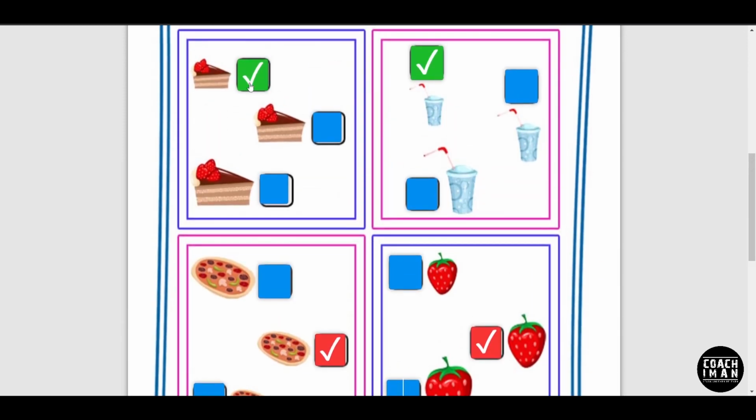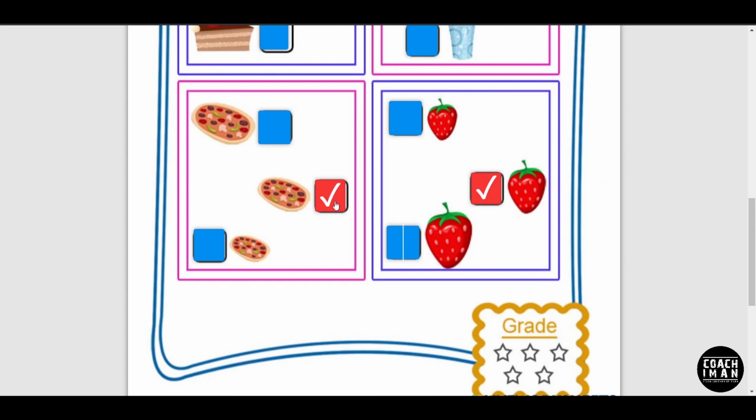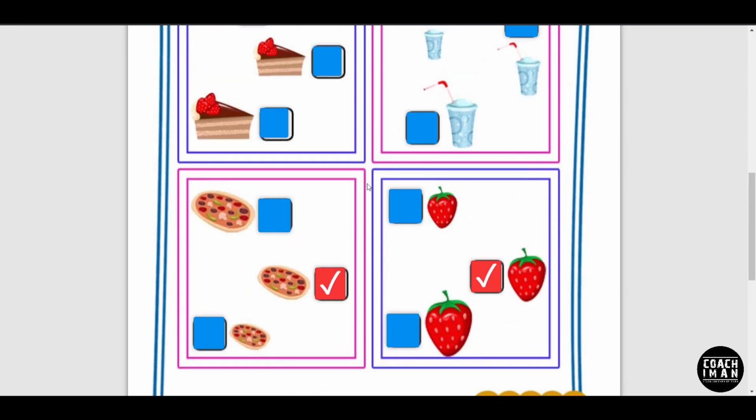So the green tick showed the correct answers and the one with the red ticks will be the questions answered wrongly. Right? So that's it.